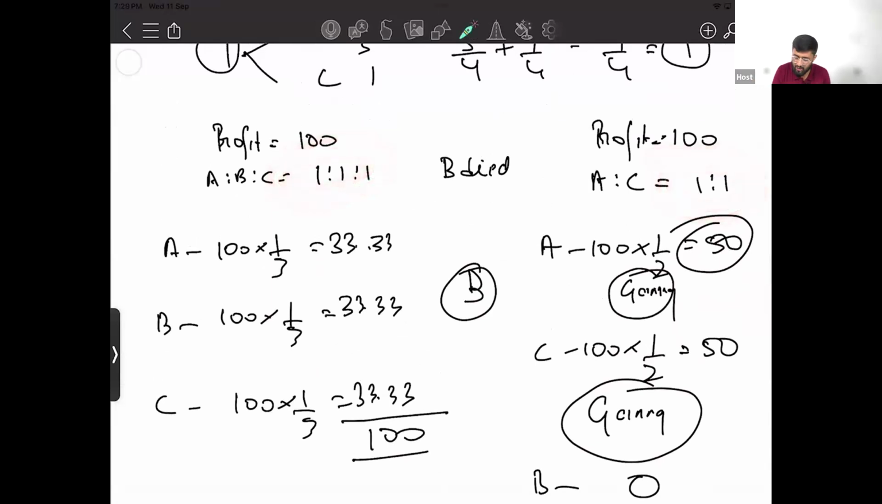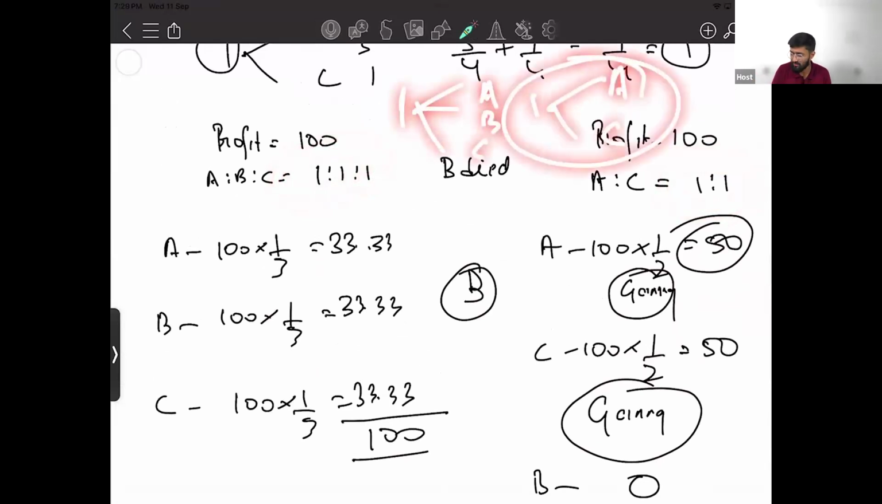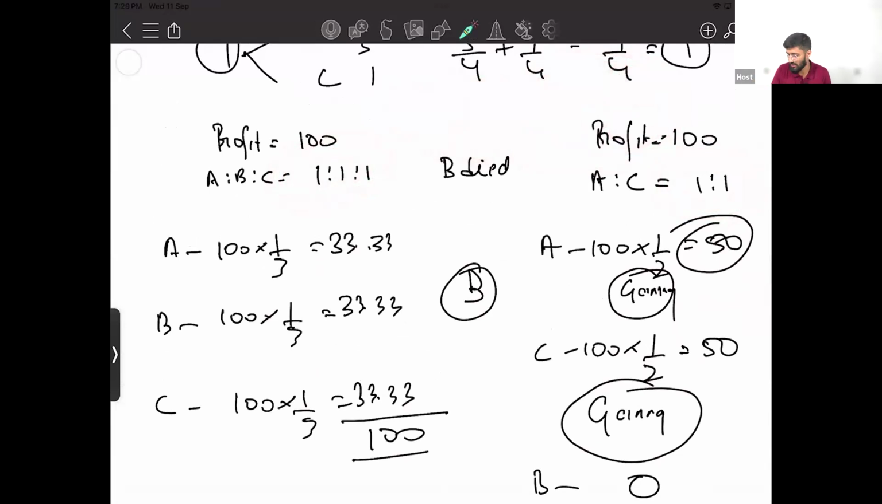Since B has died, the remaining partners will gain. So obviously partners will gain. This is how we analyze the gaining and sacrificing.